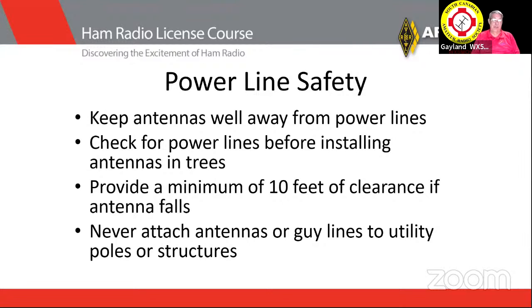Anytime you're dealing with aerial stuff, you want to check for power lines. That includes if you're doing it up in a tree. Is there a power line that runs just above or around the tree? You can see some other rules here. You don't need me to read them to you. Goes back to common sense. Pay attention to what you're doing.